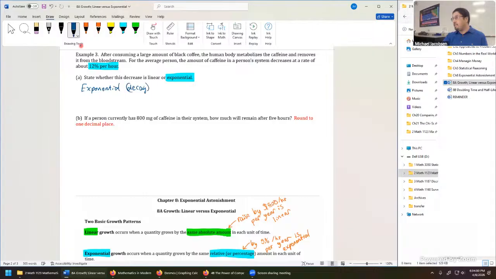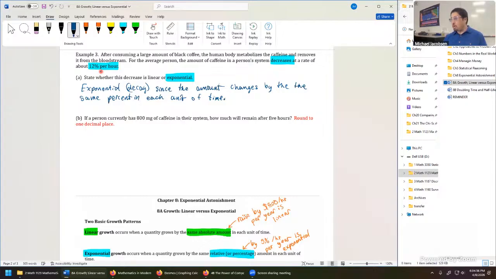Decay specifically, because something is decreasing by a percentage. So exponential decay, since the amount changes by the same percent in each unit of time.